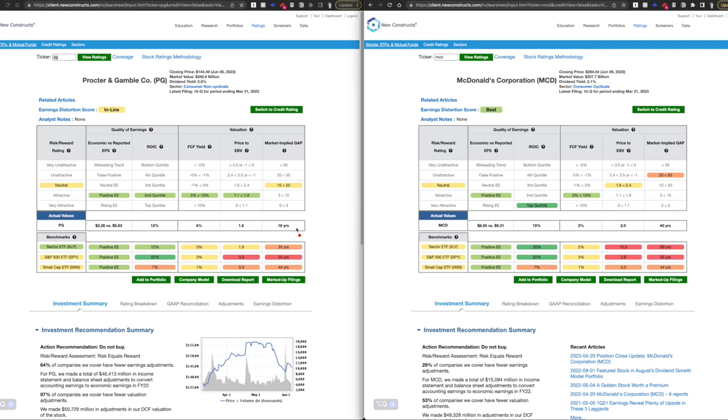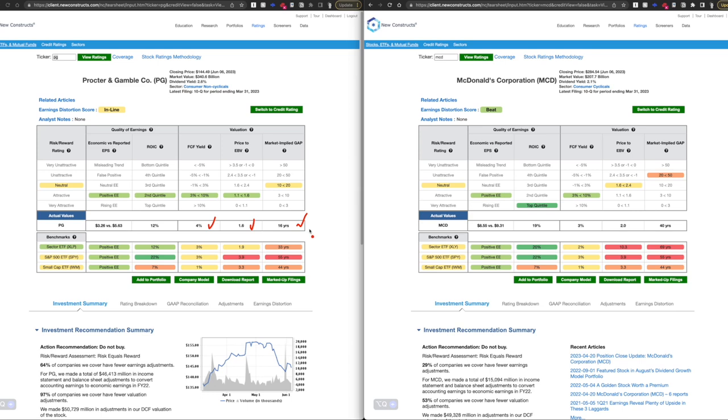So the market implied gap, again, lower is better, favors Procter & Gamble at 16 versus 40. PG also trades at a lower price to economic book and a higher free cash flow yield. So as far as just pure cheapness, Procter & Gamble is clearly the winner.